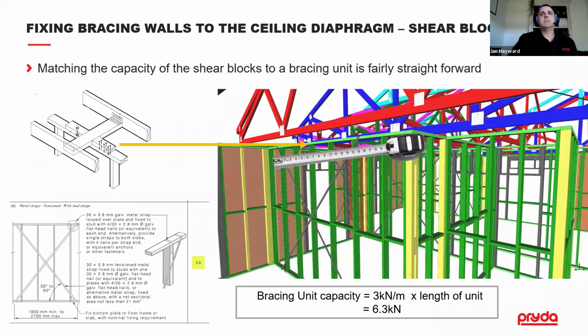So if we look at this in detail with the bracing unit we looked at before, essentially what you need to do is know the capacity of the unit. So we can see this one here is a strap brace. 1684 says it's 3 kilonewtons a meter. That would also be reflected on your bracing layout. Then you just have to measure the distance of the bracing unit. So once you've got those two details, you can just multiply the two together. It tells you what the capacity is.